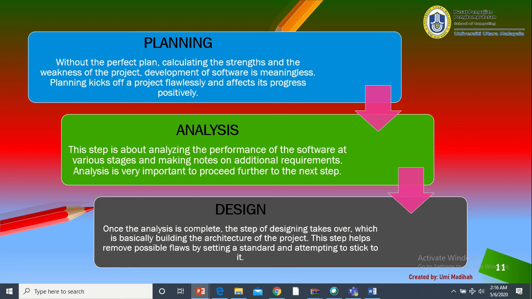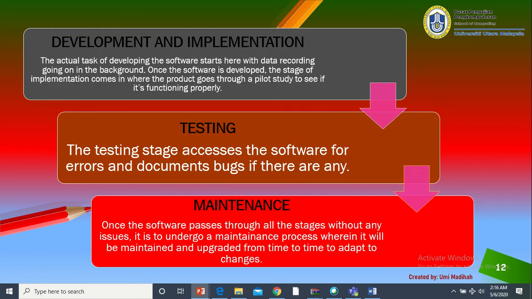Design. Once the analysis is complete, the step of designing takes over, which is basically building the architecture of the project. This step helps remove possible flaws by setting standards and attempting to stick to them. Development and implementation. The actual task of developing the software starts here with data recording going on in the background. Once the software is developed, the stage of implementation comes in, where the product goes through a pilot study to see whether it functions properly or not.